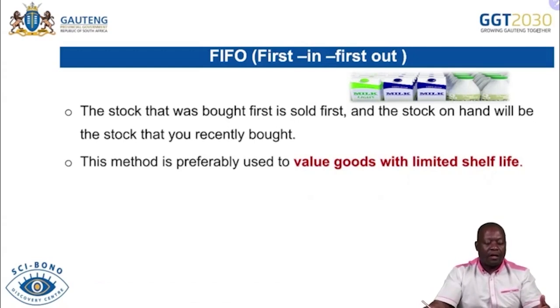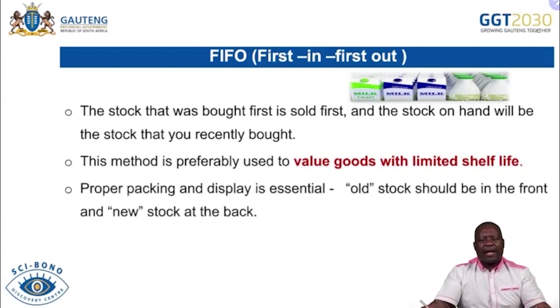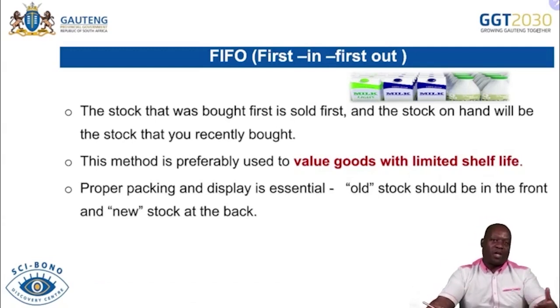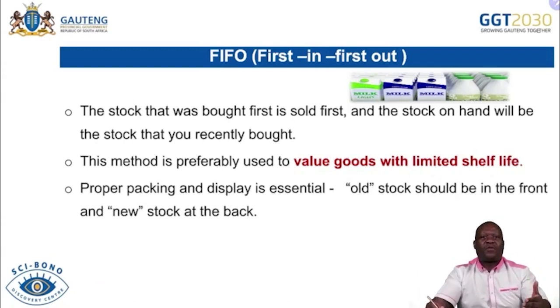They can easily be declared bad. And then proper packing and displaying is essential. Old stock should always be in front so that people can buy the old stock before they get to the new stock. That's why, when you get a job as a packer in a supermarket, they take you for a few courses so that you know how to display things so that customers are in a position to buy things that were ordered first before they get to the new stock.